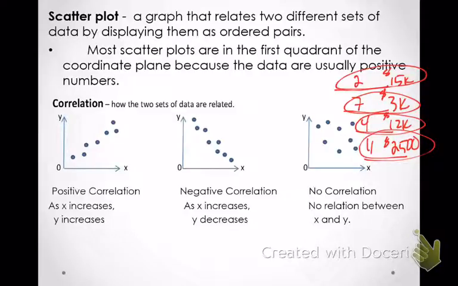Now, if it looks like this, then this is a positive correlation. What that means is, as our x value increases, our y value is going to increase. That's why these points are where they are. Okay?